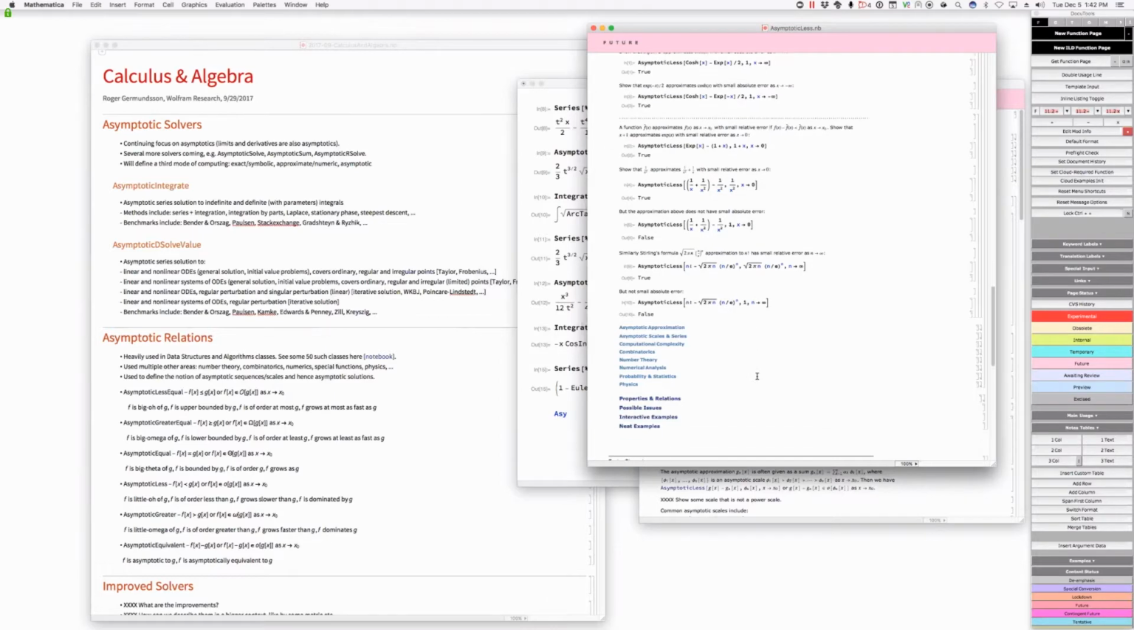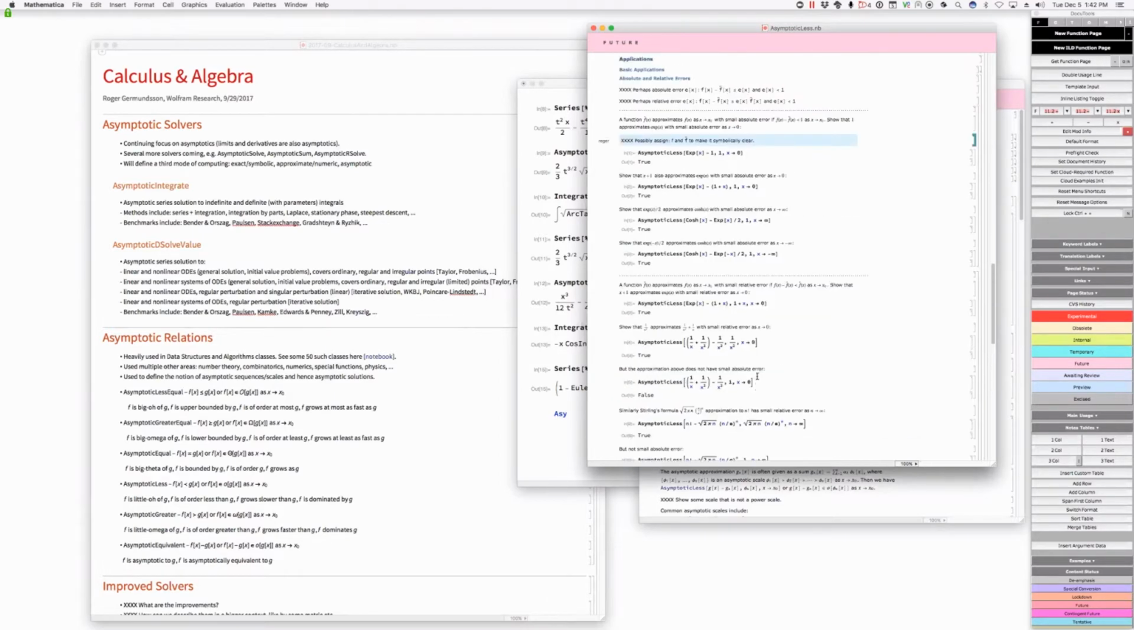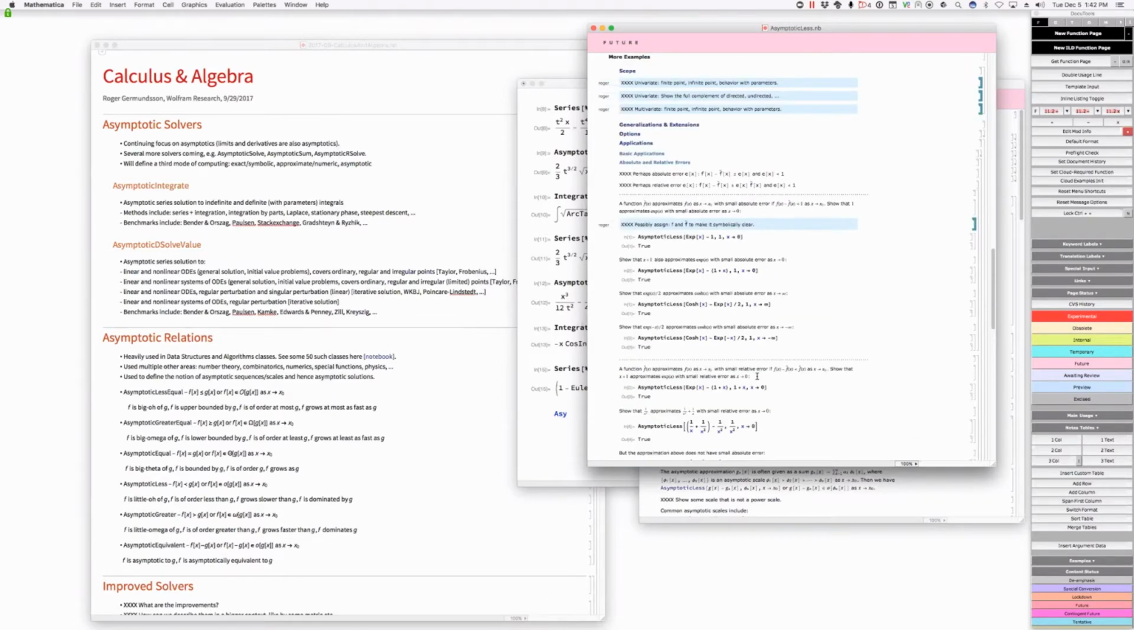Okay, so if you can slow down, because yeah. Okay, go ahead. So for instance, you can see the basic applications. They're sort of going to be intuition builders, as they often are. But then you can see here, there's a notion of approximation, absolute error.